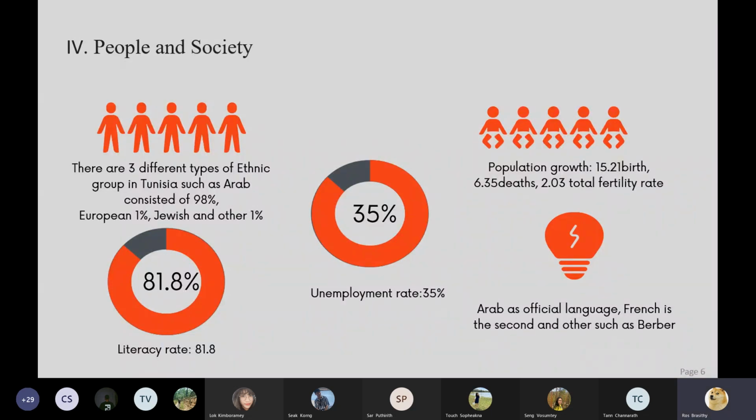People and society in Tunisia: there are three major ethnic groups. First is Arab, which consists of 98% of the population, 1% is European and 1% is other. The official language is French. The second language is Berber, and one more is Arabic. The population growth is 15.21 births and 6.35 deaths, a 2.08 total fertility rate, and the literacy rate is 81%. The unemployment rate is 35%.